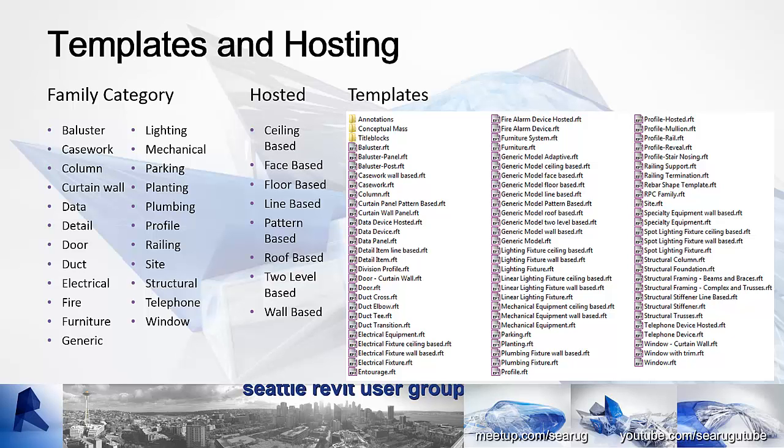Now don't be afraid of the generic model. Generic model is a great option. If you take a look at your mechanical equipment, I do not have a face-based piece of mechanical equipment, do I? It's not a template that's up there for me. I can use a generic model as face-based, but in the categories inside the family creator, we can adjust it to be a mechanical piece of equipment. So definitely feel free to grab that generic content and start looking at that.